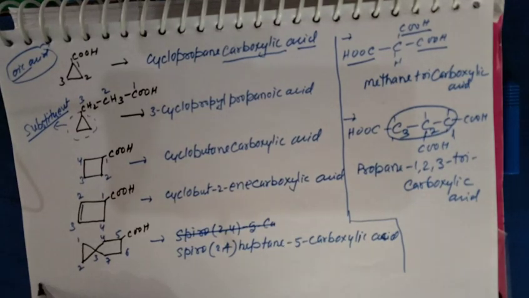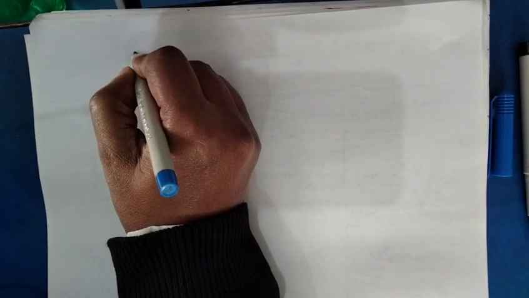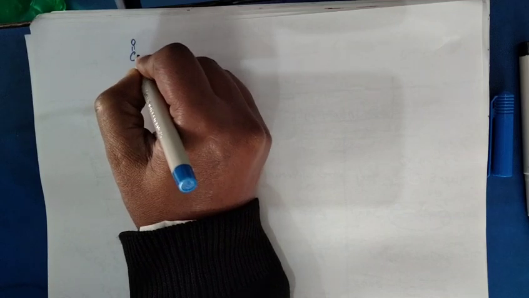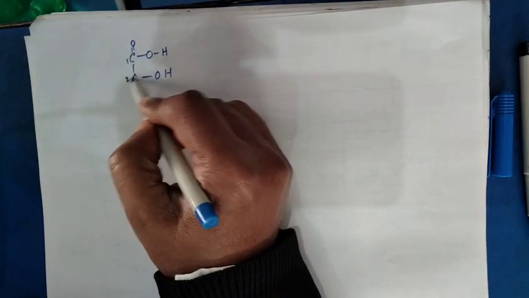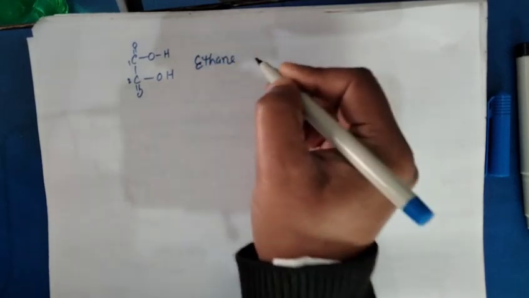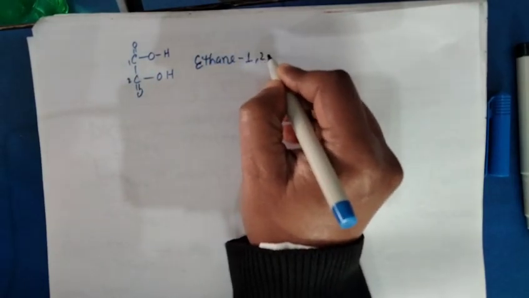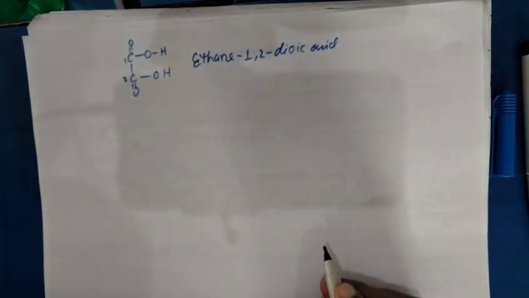Now the next type. Very simple it is. If we take a C double bond OH, and here we write C double bond OH, we have two such groups attached together in the same compound. So here 1 and 2. So the name of this is ethane 1, 2 dioic acid. Simply it is ethane 1, 2 dioic acid.